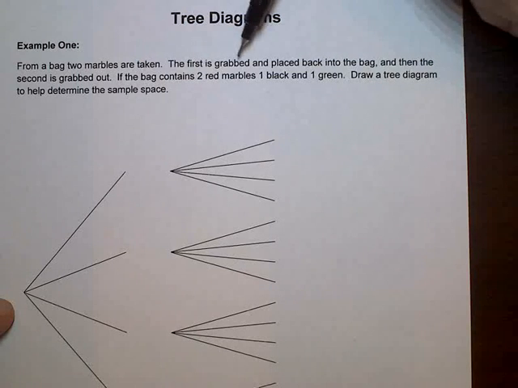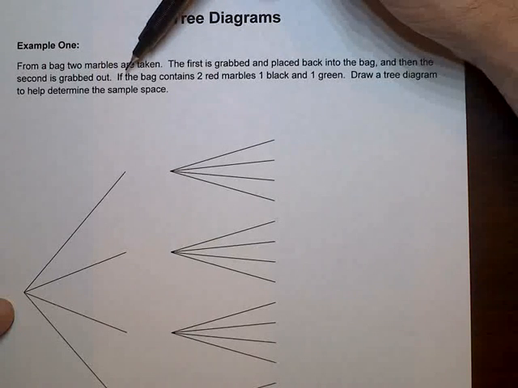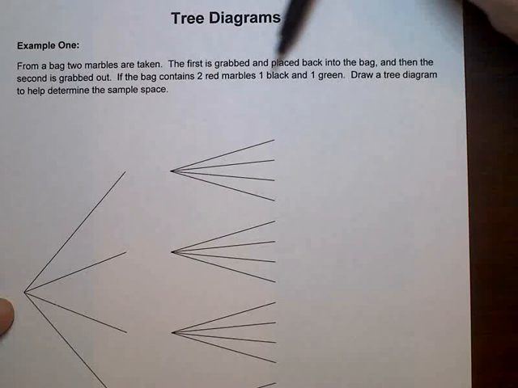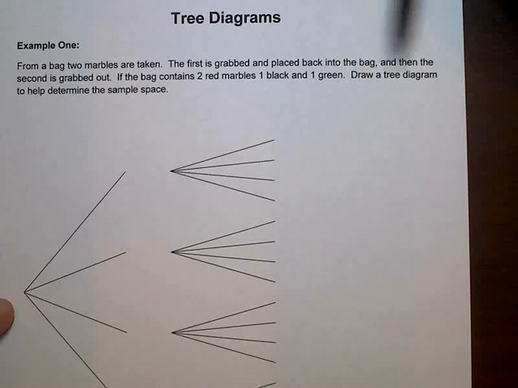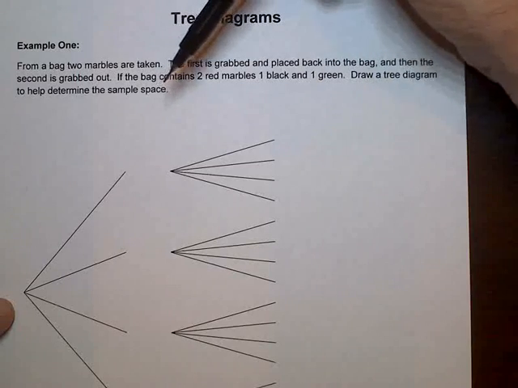The first is grabbed and placed back into the bag. That's an important part here. And then the second is grabbed out. If the bag contains 2 red marbles, 1 black and 1 green, draw a tree diagram to determine the sample space. Okay, so we're drawing out 2 marbles.